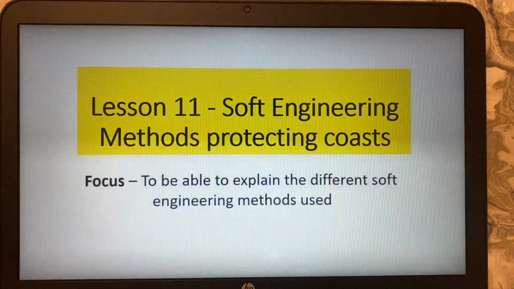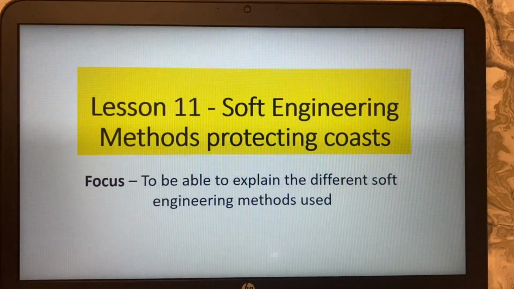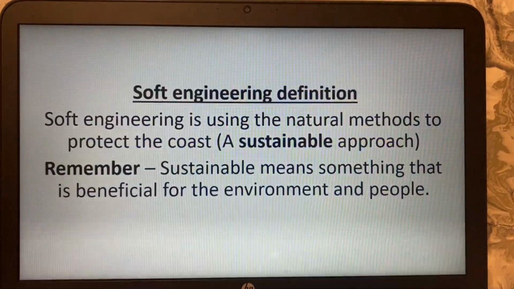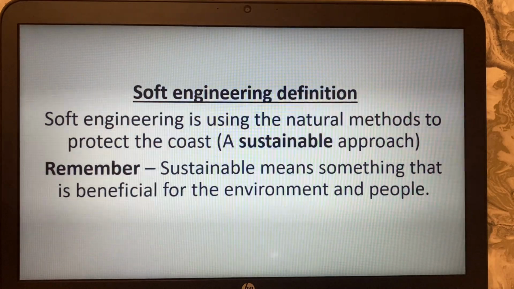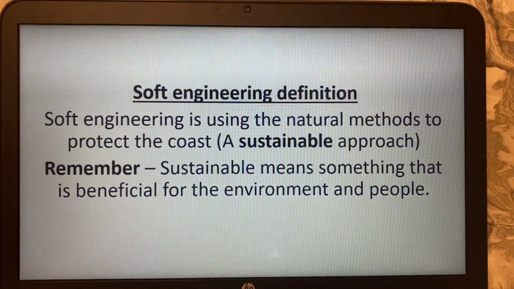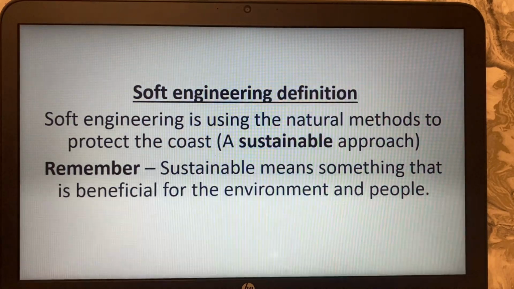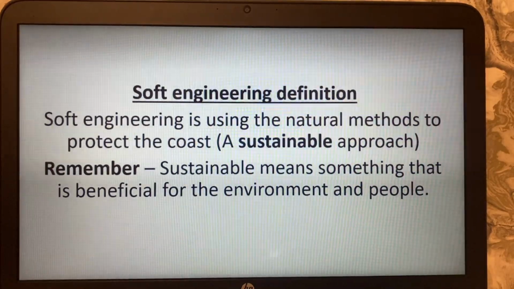This is your second video for your homework, and it is such an important lesson on soft engineering for coasts. Just very quickly, the definition of soft engineering is methods that will protect the coastline, but in a much more natural way. Something that's sustainable, good for the environment, and that isn't going to be visually ugly.